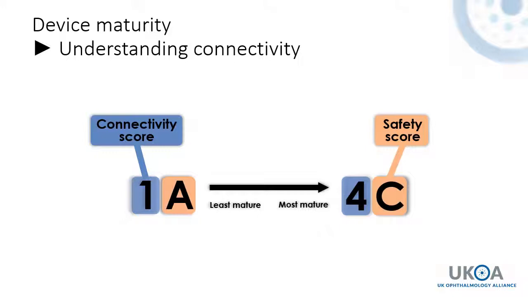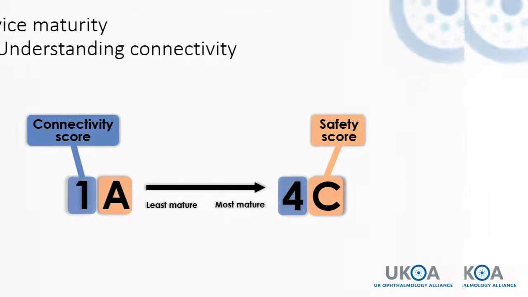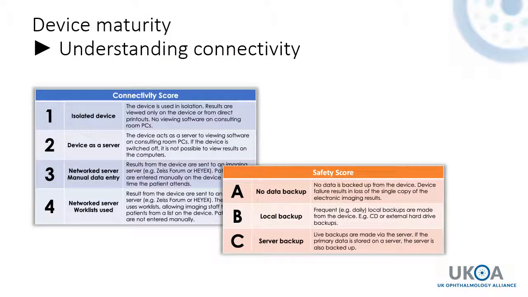So the maturity score is given as a number from 1 to 4 and a letter from A to C. At the least mature end of the spectrum, a score would be 1A, and at the most mature it would be 4C. The numeric value represents the connectivity score, so how well the device is connected to the network, and the letter represents the safety score, or how well backed up the data is. This graphic in an A4 sheet is available that goes into a little bit more detail about what the numbers and the letters mean, but it will probably be a little clearer if I go through a few key examples.